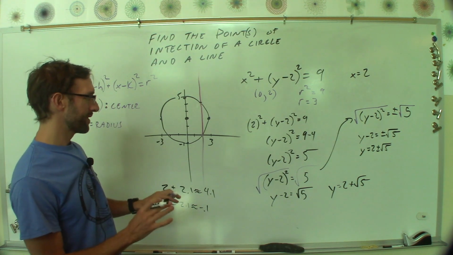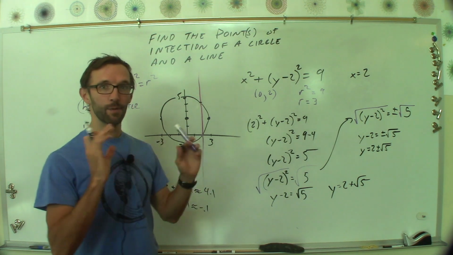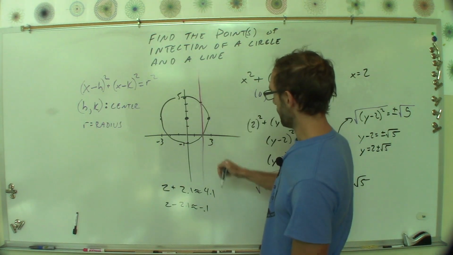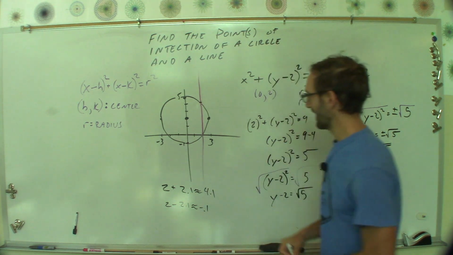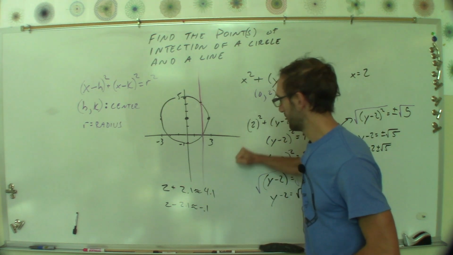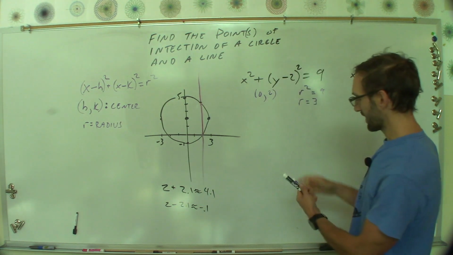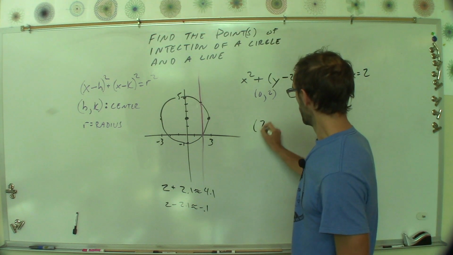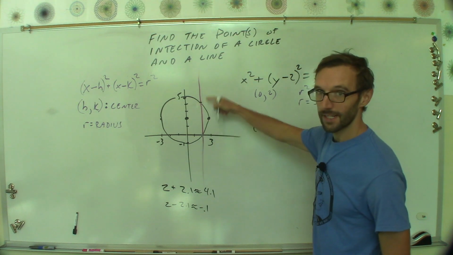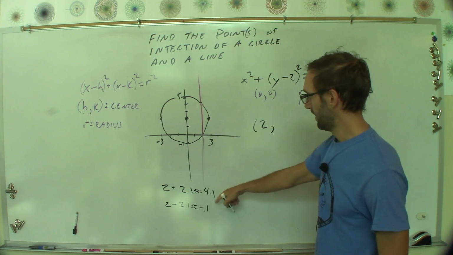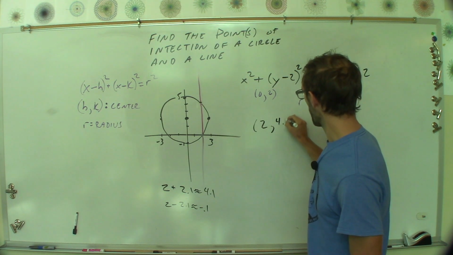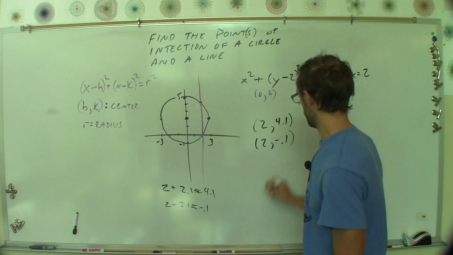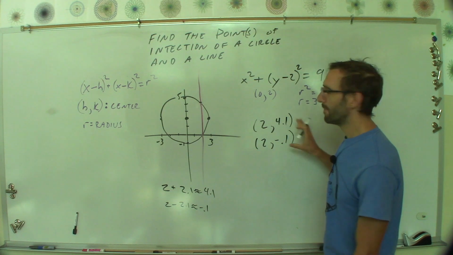This isn't the finished product. We need to say what the points are. The x value is 2 in each of them. So here, hang on one second. All right, I got that cleaned up a little bit. So our points of intersection are 2, because they both cross where x is 2, comma, I don't know, about 4.1 and negative 0.1. All right, so those are, and these are approximate.